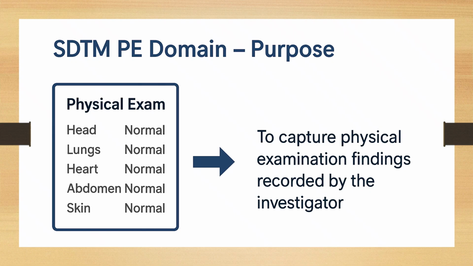One might be confused about the difference between the physical examination and the vital signs. The physical examination domain captures the investigator's findings from a hands-on physical assessment of the subject, whereas the vital signs domain specifically records the measurable physiological parameters like blood pressure, heart rate, temperature, and respiratory rate. For a further detailed difference between the vital signs and the physical examination domain, I suggest you watch my video on the vital signs domain.